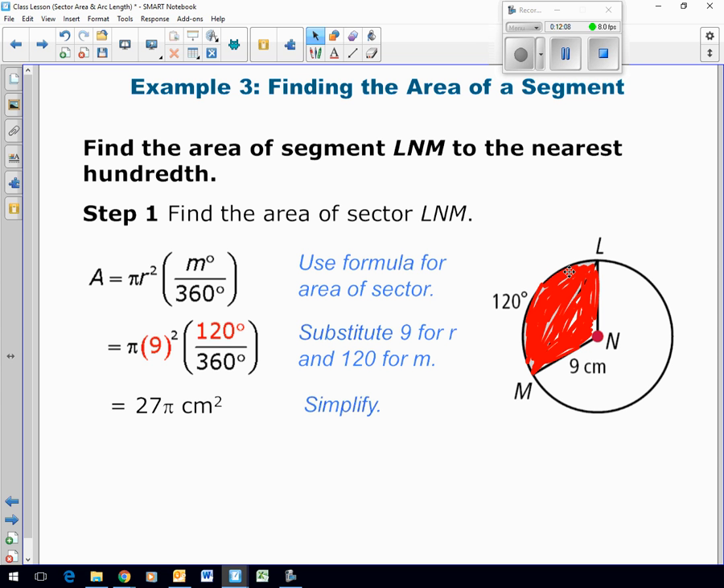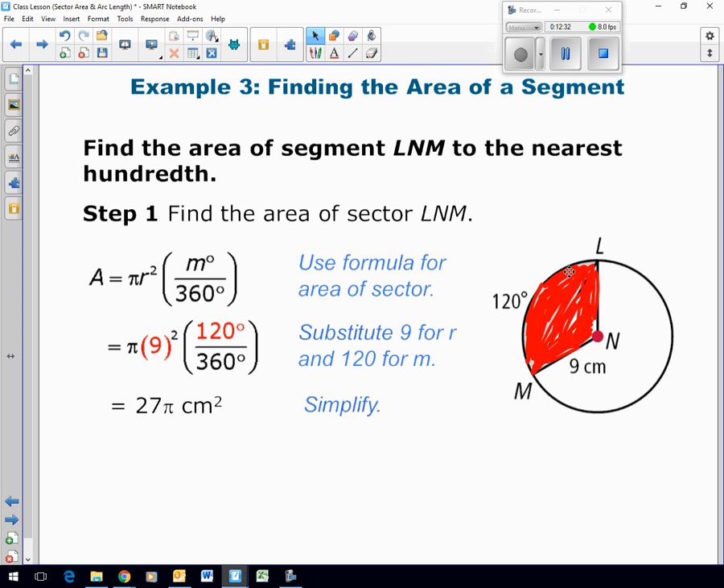Pi r squared and then whatever the arc degree is over 360. Pi radius squared times the measurement of the arc over 360. In this case, it's pi times 9 squared times 120 over 360. Okay? Here's the problem with this.